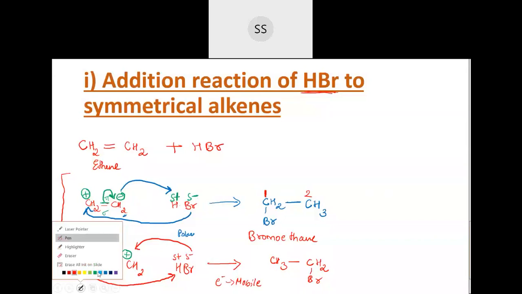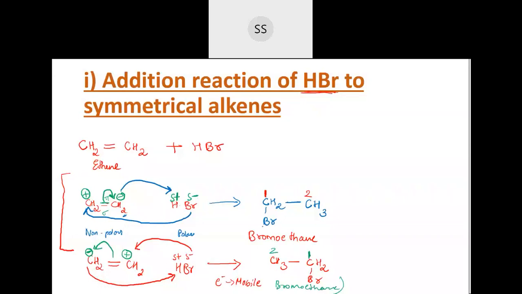Name this also. One here and then two here. Okay. So it's bromoethane. Yes. So that means anywhere if I do the addition of HBr to a symmetrical alkene, the product that you are going to get will be the same. Okay. So you remember only one product will be formed.